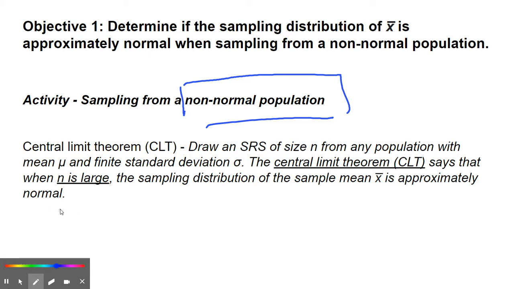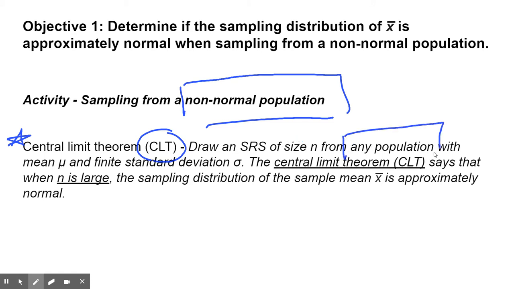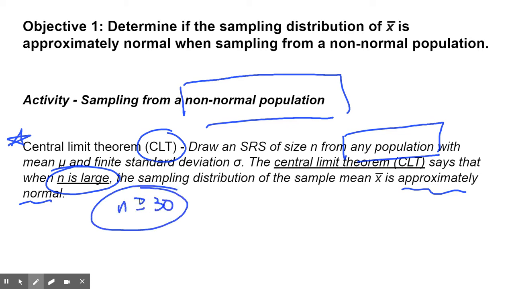All right, so hopefully you've come back and now you see the main idea of the central limit theorem, the CLT. It says if you draw an SRS, a sample of size n, from any population with mean mu and finite standard deviation sigma, then when n is large, the sampling distribution of the sample mean x bar is approximately normal. When we say large, we mean that n must be at least 30. N must be greater than or equal to 30. Keep that in mind as we go through.